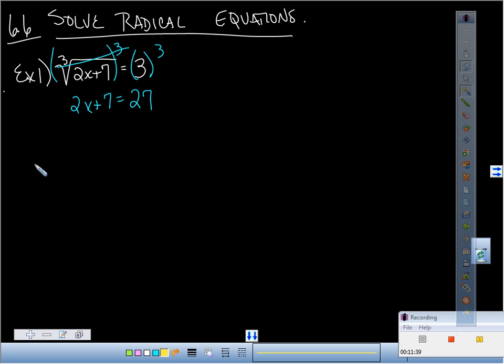What do we do now? Subtract 7. Well, that's not so bad, is it? 2x is equal to, what's 27 minus 7? 20. Divide by 2, and what's x?